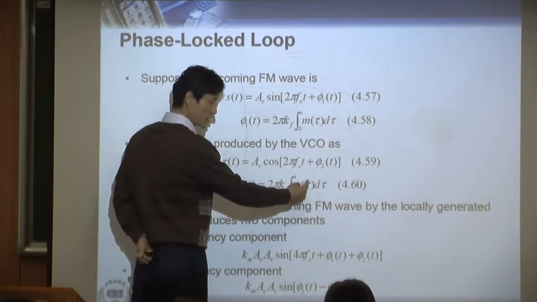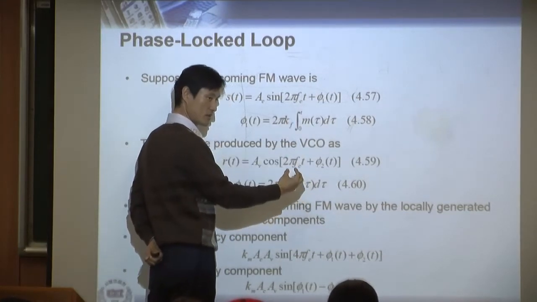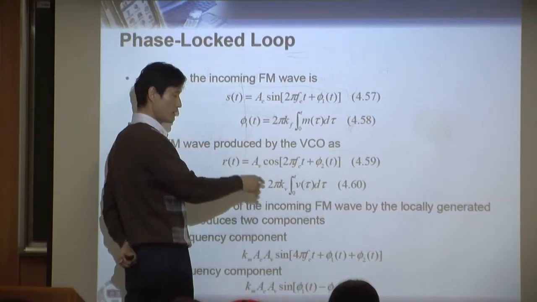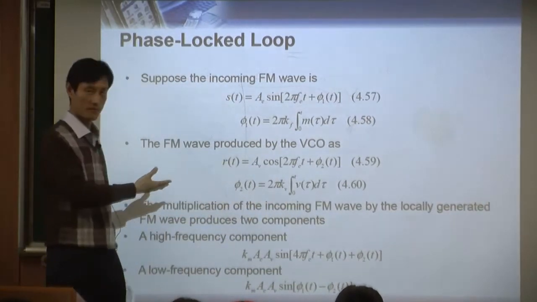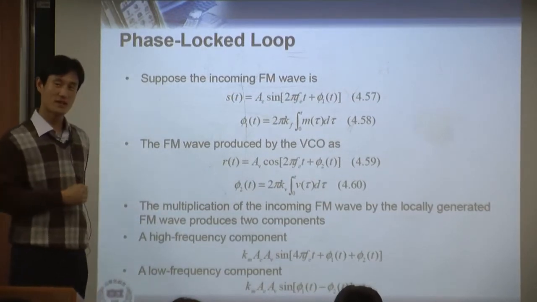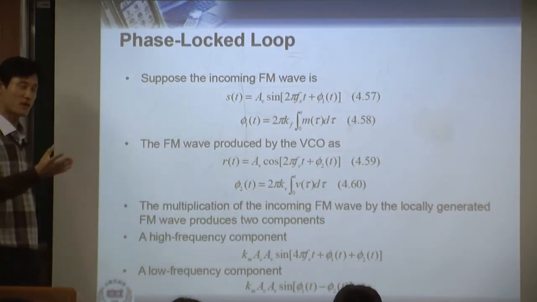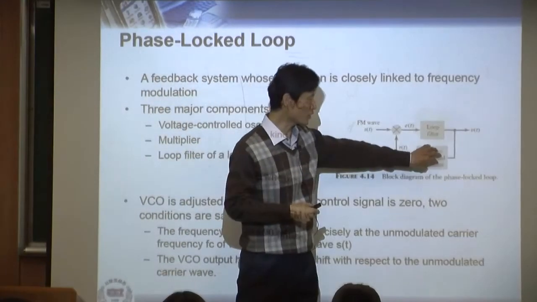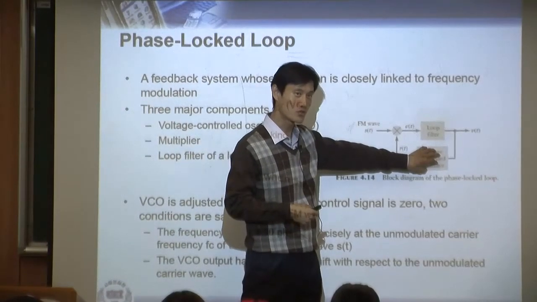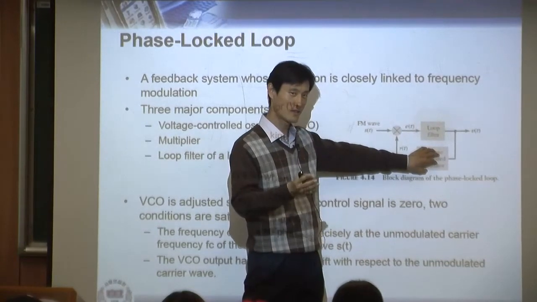So put this v(tau) as an input into the VCO, and you are going to get this output. But this output actually is FM. Why is that? Simply speaking, why is that? So what I just said is, this one looks almost the same as FM modulation. Why is that?